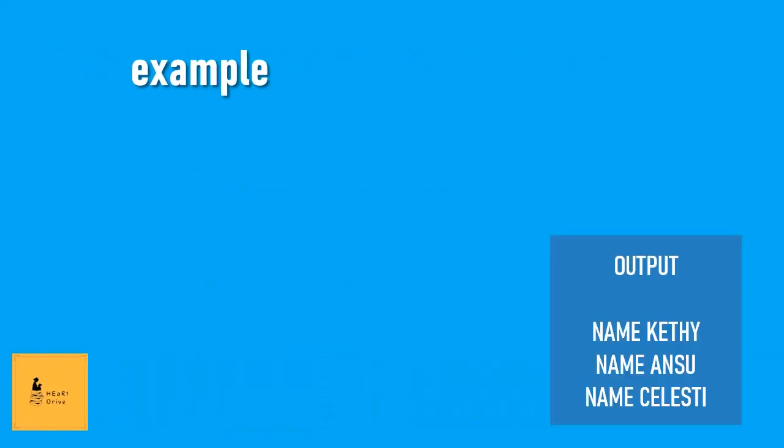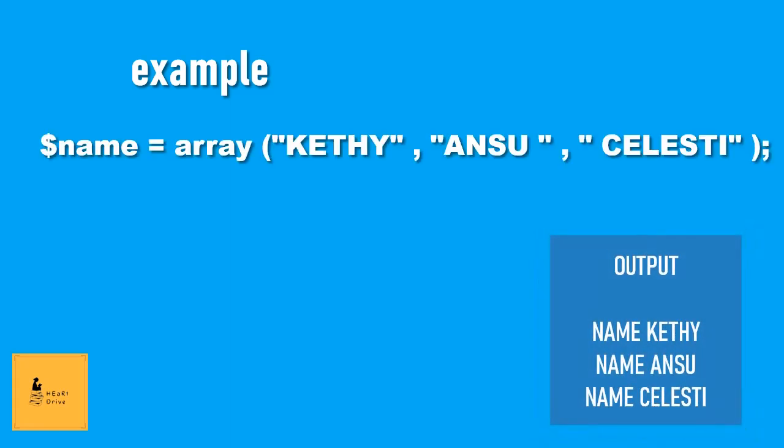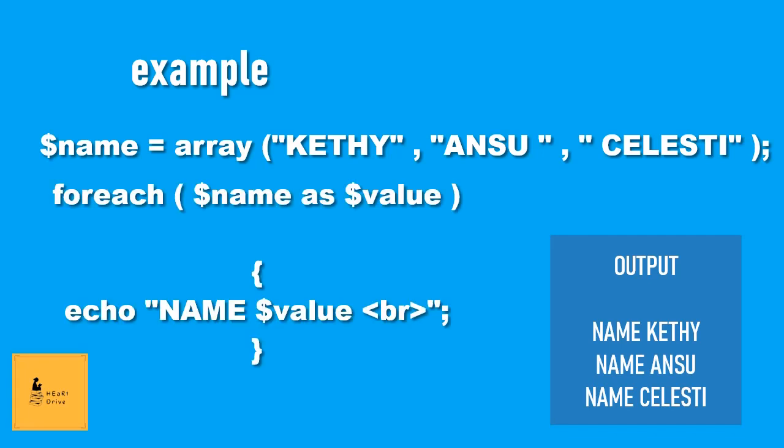and then the code to be executed. Let's write a program to print the elements of this array. This is my expected output. First, I am declaring the array, and then foreach, my array name is $name. So I am giving $name. Then as $value. Inside echo statement $value. The elements of the array declared will be printed when the loop is executed.